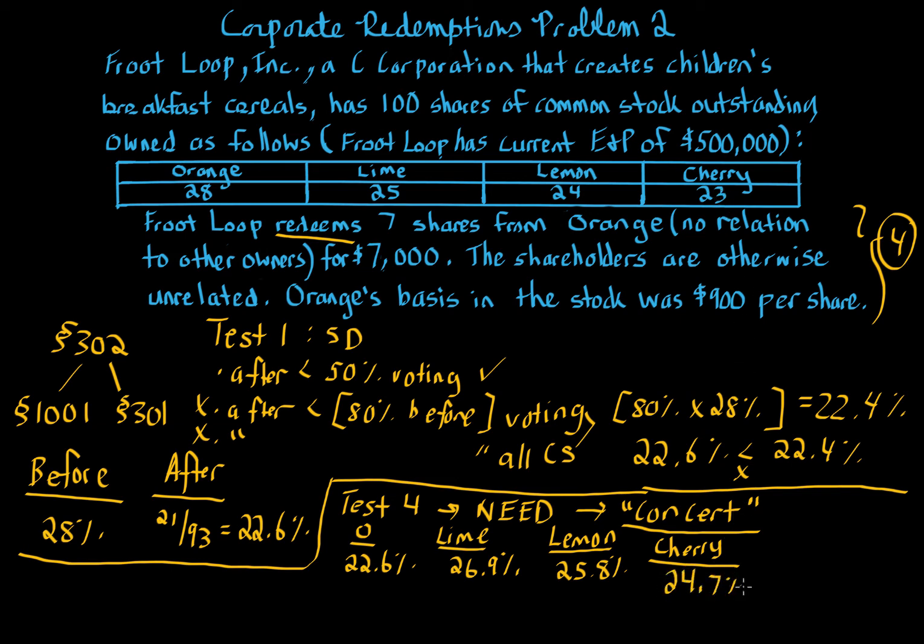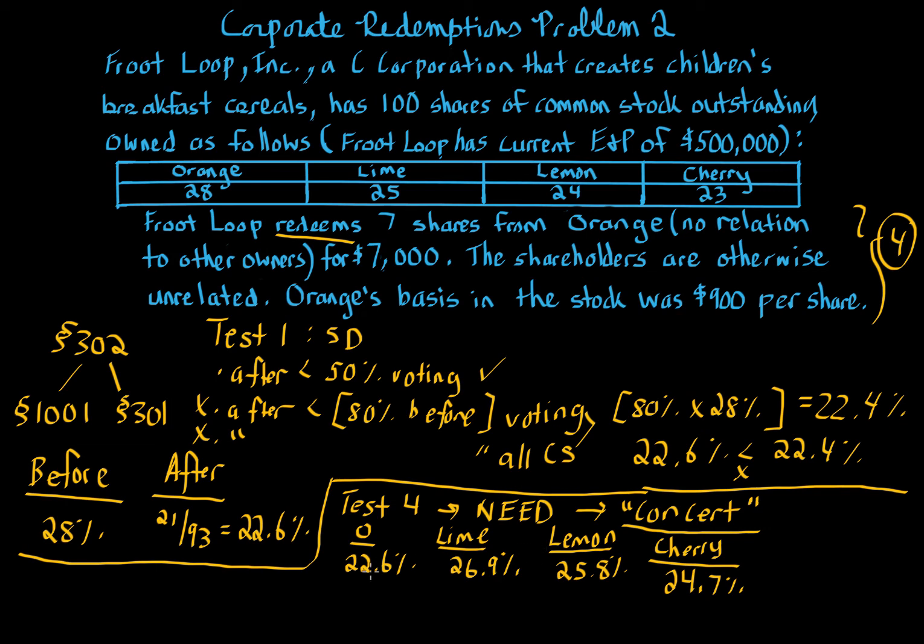So again, before this transaction, Orange could team up with Lime, Lemon, or Cherry. Didn't matter. Just one person, it would be more than 50%. Afterwards, Orange has 22.6. Take 22.6 plus 26.9. Guess what? It's less than 50%. It's going to be around 49.5%. There's going to be some numbers because of rounding, right? There's going to be some decimal places and whatnot. But you're talking about 49.5%.